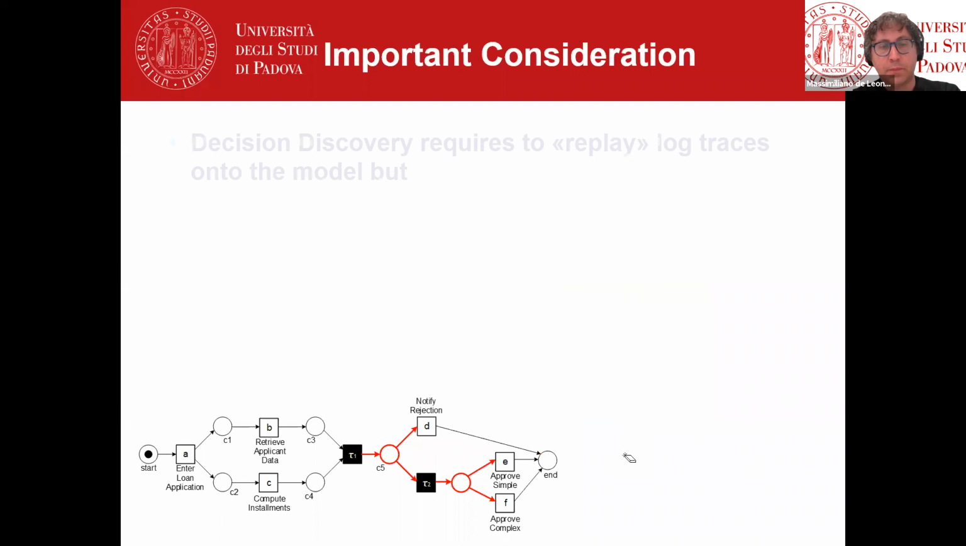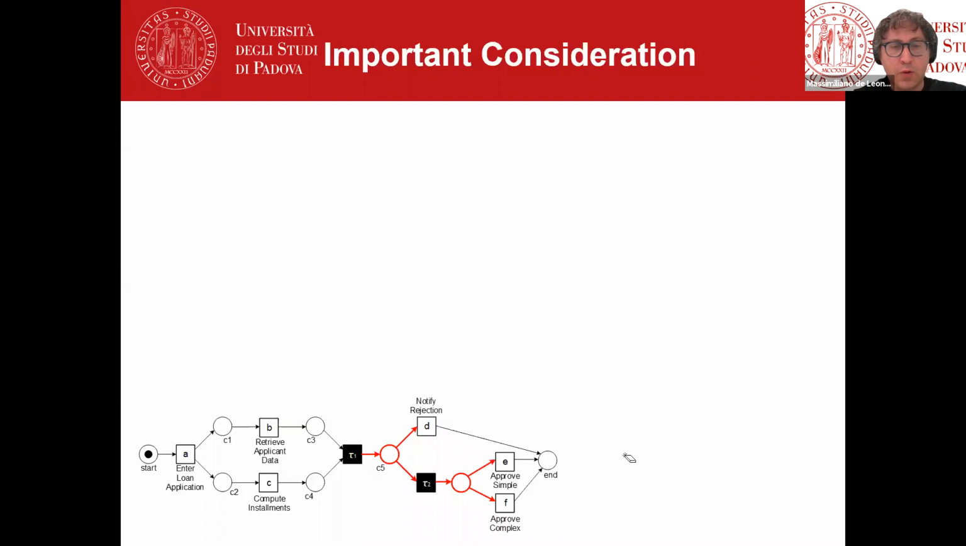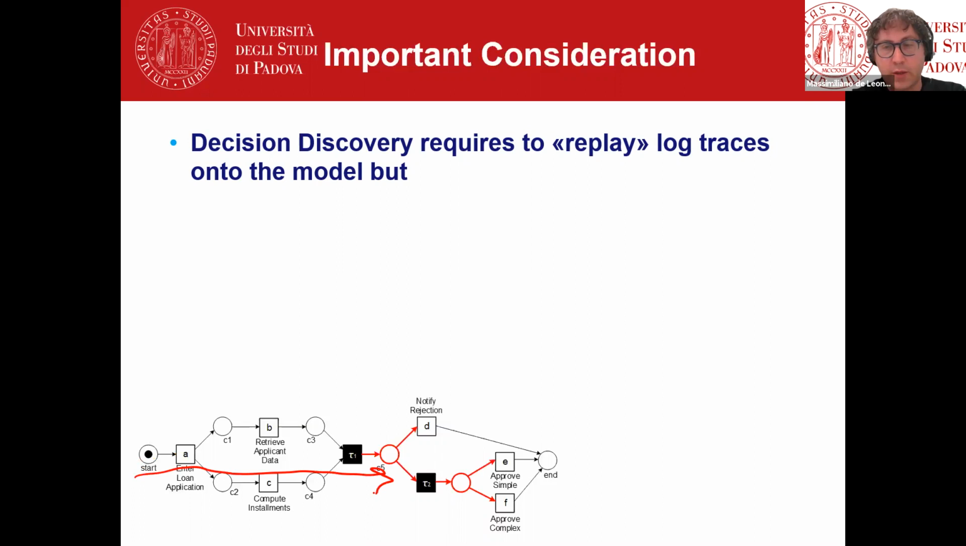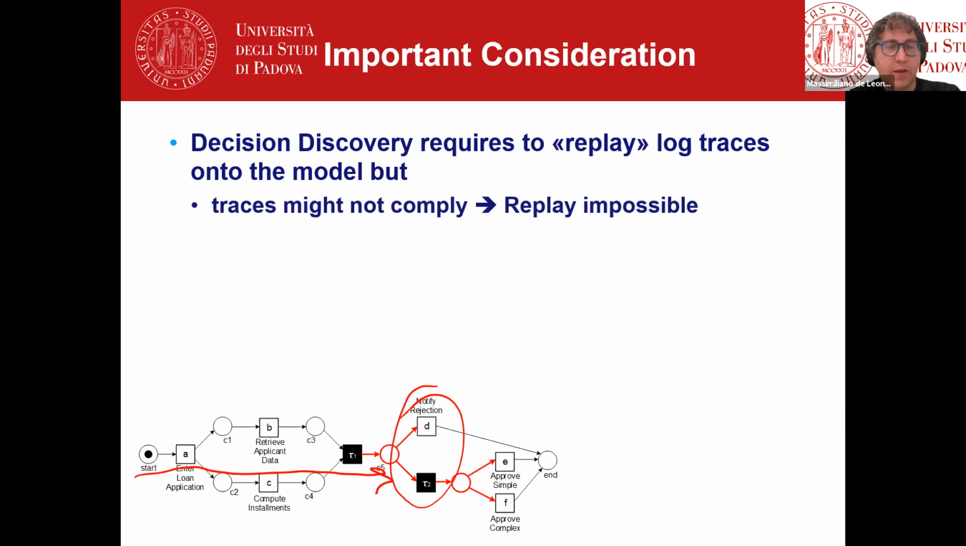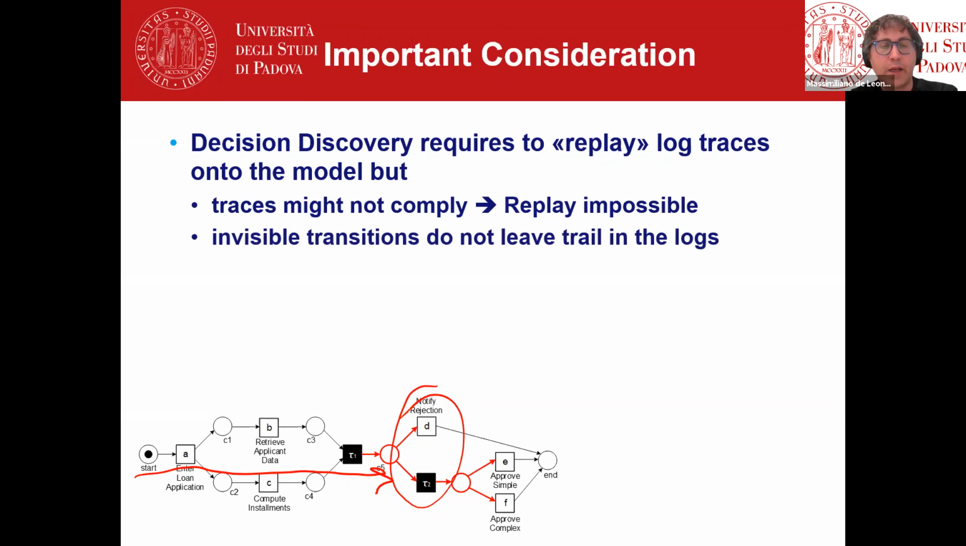Decision discovery requires one to replay the trace until the decision point, and then reason on the state of variables and look forward at what is going to happen next. So we need to do a replay onto the model, but traces, by definition, might not comply, otherwise the conformance checking problem would not exist. So the replay may be impossible. The other issue is that a replay requires you to also fire the transitions that are invisible, which unfortunately don't leave a trail in my log.